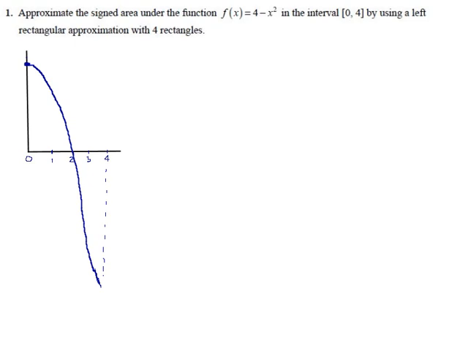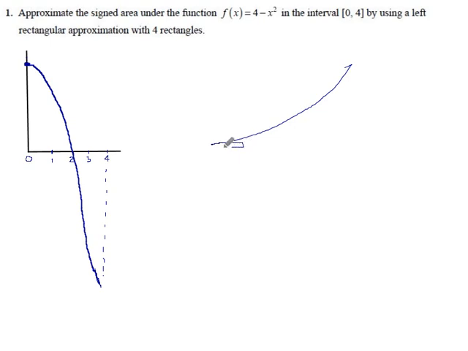Okay, so we don't usually do rectangular approximations for areas because we have sleek, shiny, modern calculus to do it, but they're asking us to approximate the signed area using left rectangular approximation with four rectangles. So, okay, we can do that. Left rectangular means it's the left edges of the rectangles that touch the curve.